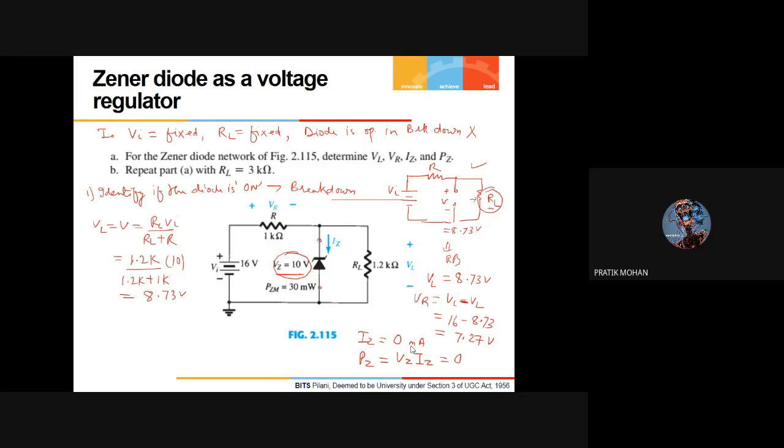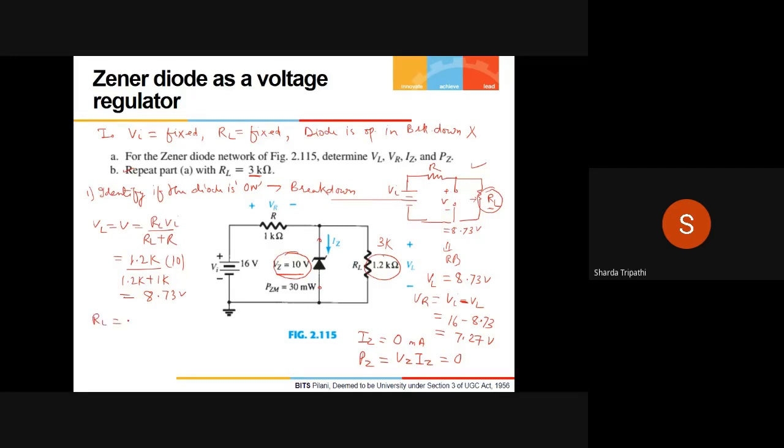No, ma'am. Okay, so if there's no doubt, we'll do the next part of this. Next part में क्या करना है? We have to replace the value of this load resistance from 1.2K to 3K. तो अब जब यहाँ पे 3K कर दिया तो क्या होगा? Let us see how much value of V I get.